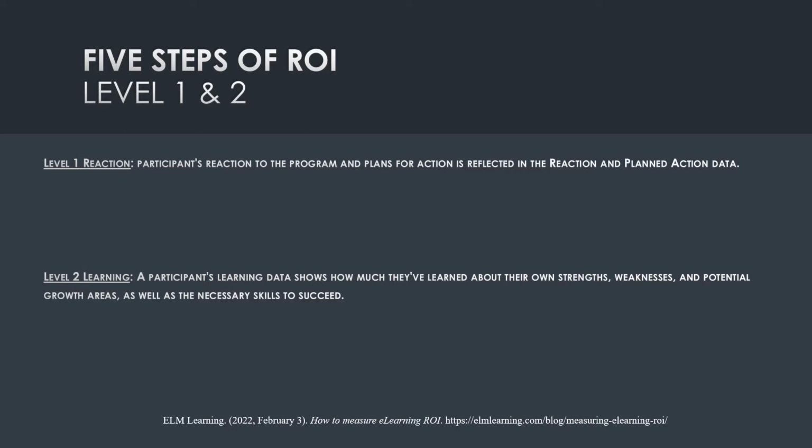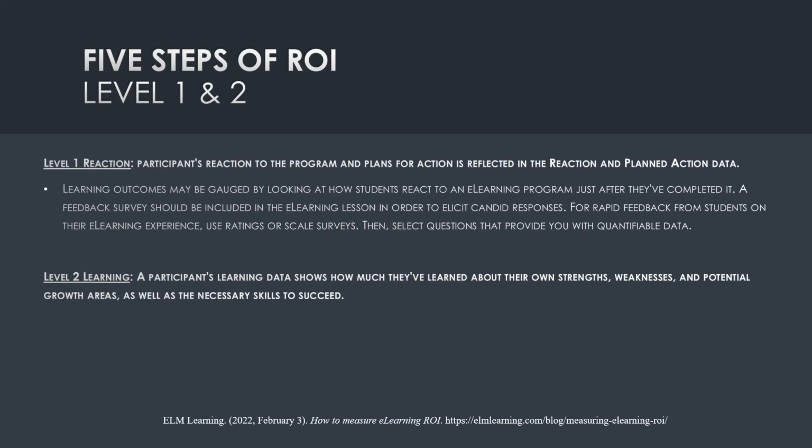The 5 steps of ROI, Level 1 and 2. Level 1, reaction. Participants' reaction to the program and plans for action is reflected in the reaction and planned action data. So learning outcomes may be gauged by looking at how students react to an e-learning program just after they have completed it. A feedback survey should be included in the e-learning lesson in order to elicit candid responses, because you want them to be honest about what they're given in the moment.